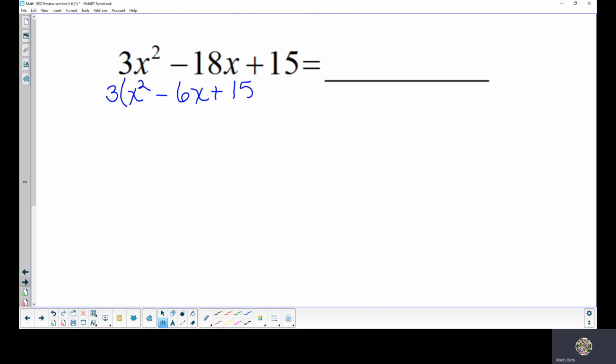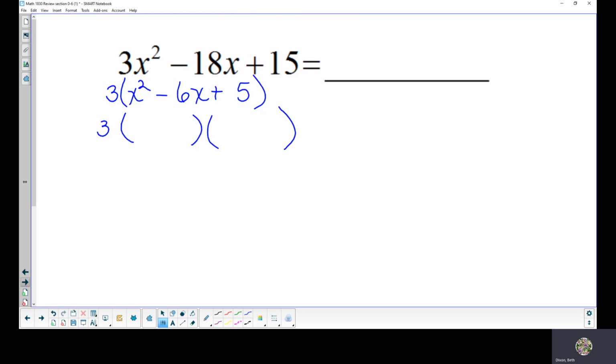Now, watch me write that number down wrong. So 3 goes into itself and leaves 1. 3 goes into 18 and leaves 6. And 3 goes into 15 and leaves 5. So that leaves us 3 times x squared minus 6x plus 5. So we'll leave the 3 where it's at. It will not change. But the x squared minus 6x plus 5 needs to be looked at to see if it can factor some more.